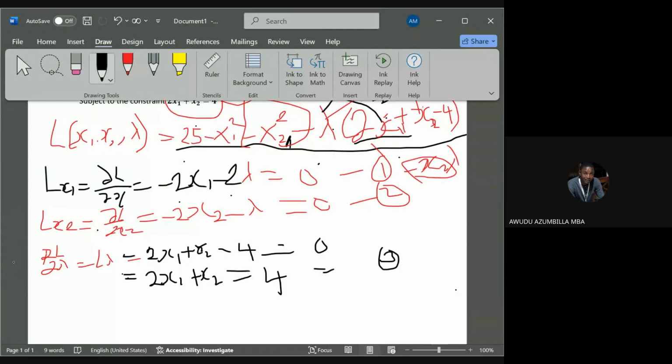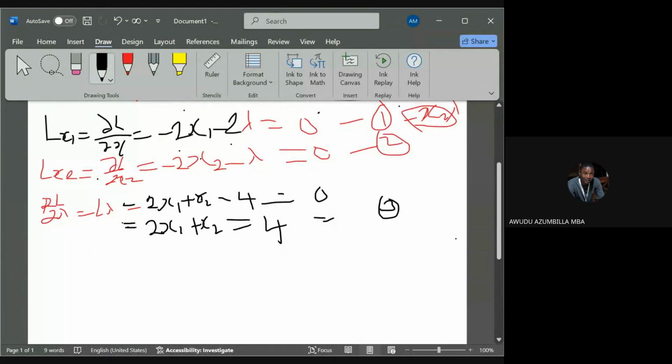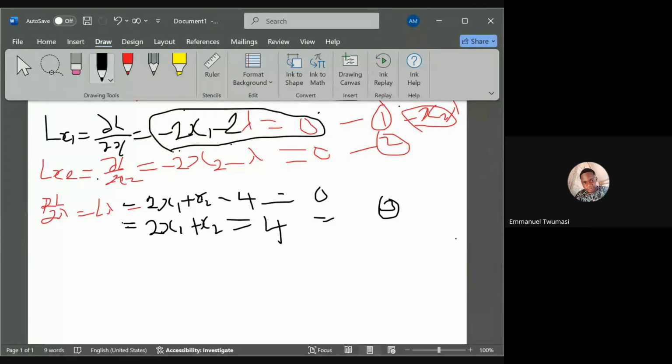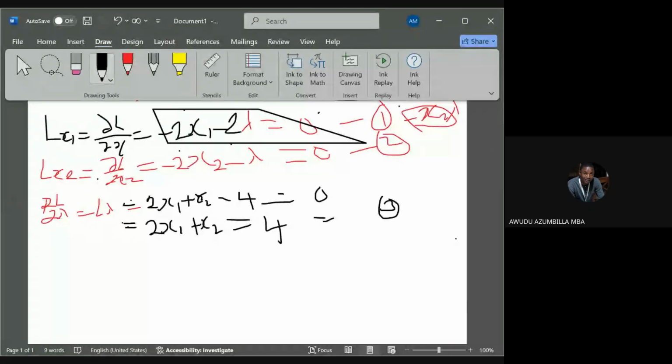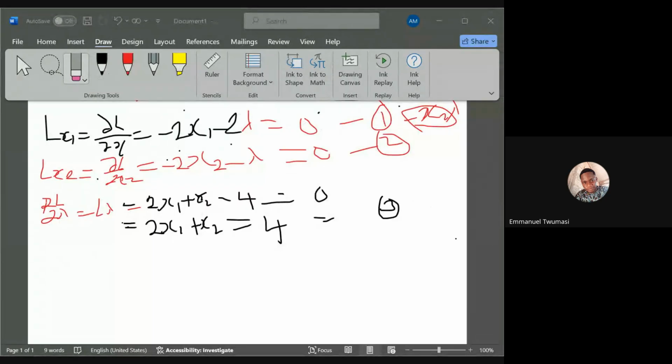Then let's do something on the derivative that we have done. You see the first one here, we have it equal to 0. And then also this one, we also have it equal to 0. So we call it equation 1 and equation 2 again. Now what are we going to do with these equations? Let me rewrite this equation very well for you to see.